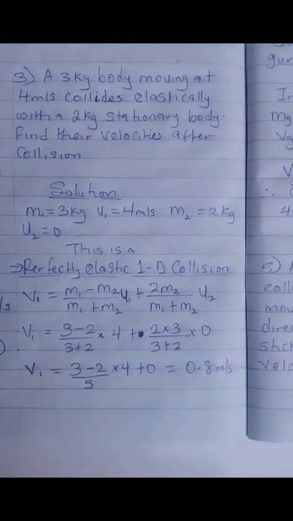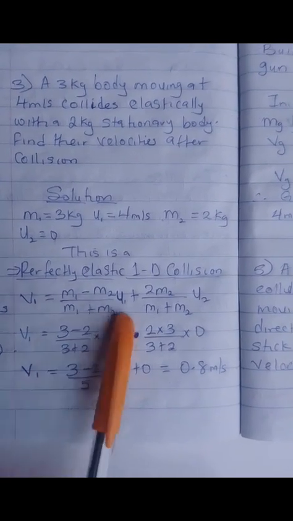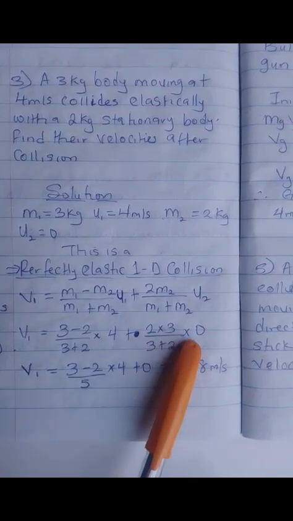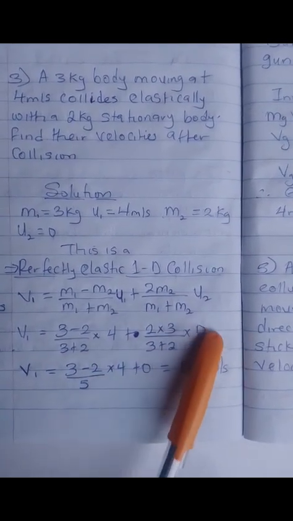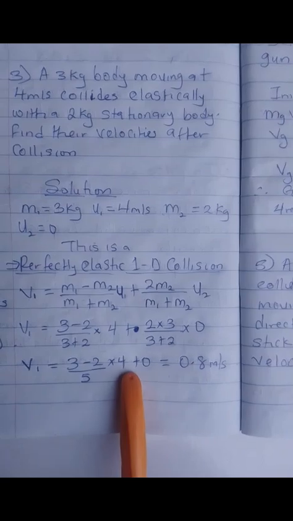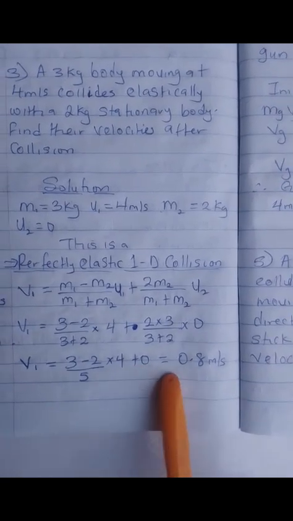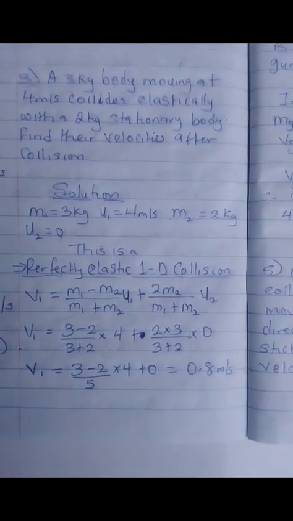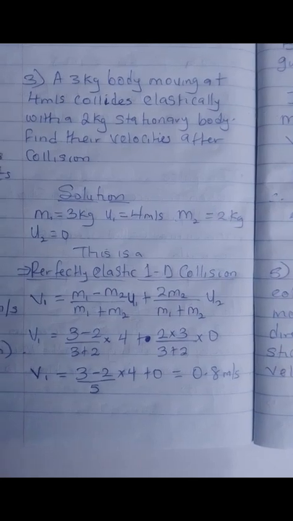We already know all these numbers. So that will be (3 minus 2) over (3 plus 2) times 4, plus 2 times 3 over (3 plus 2) times 0. Now you know this 0 cancels the second term. So we're having (3 minus 2) over 5 times 4, and that is equal to 0.8 meter per second. So that's for V1.